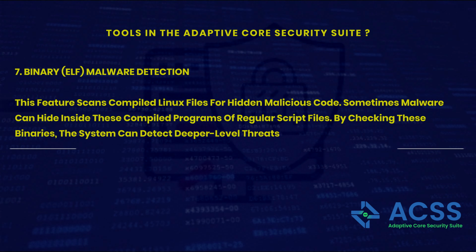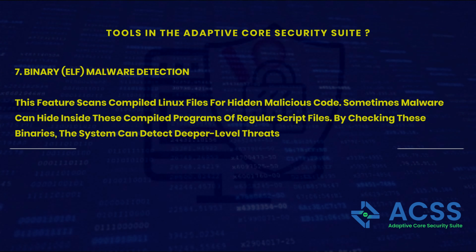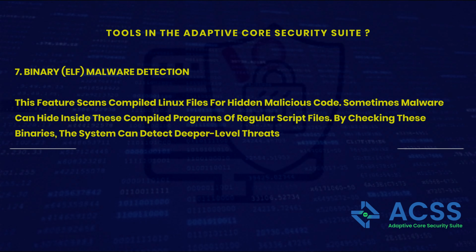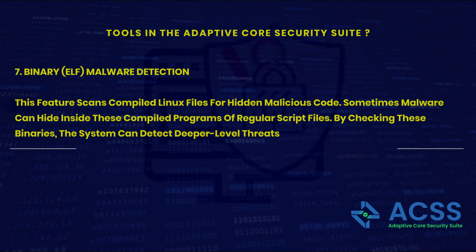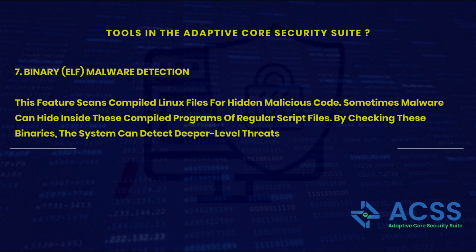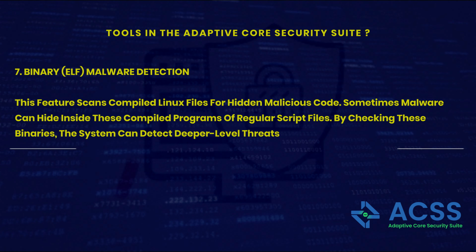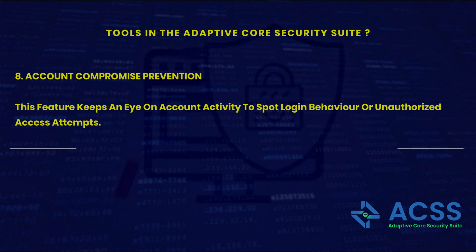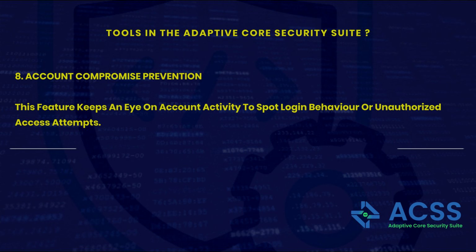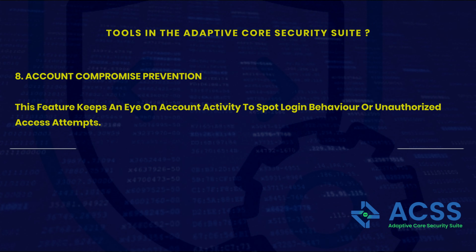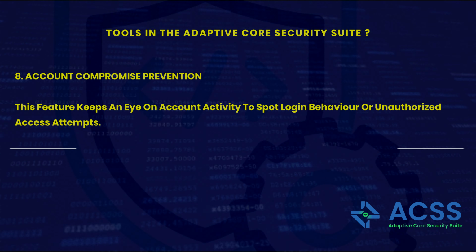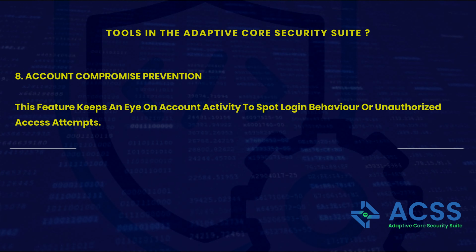Binary malware detection, which is also known as ELF malware detection, scans compiled Linux files for hidden malicious code. Sometimes malware can hide inside these compiled programs instead of regular script files. By checking these binaries, the system can detect deeper level threats that might otherwise be missed on your website. Eighth tool, Account Compromise Prevention. It keeps an eye on account activity to spot suspicious login behavior and unauthorized access attempts. If someone tries to misuse an account, the system can take action by blocking access to prevent an account compromise.